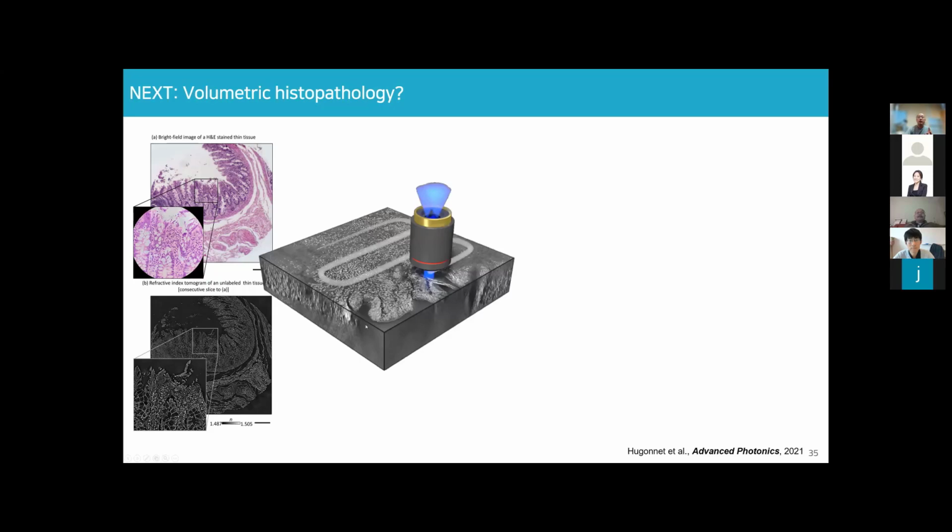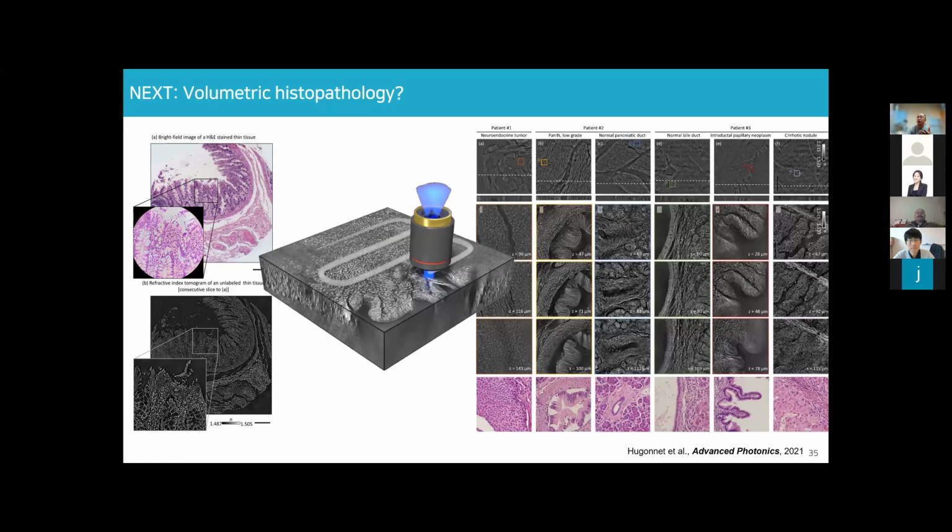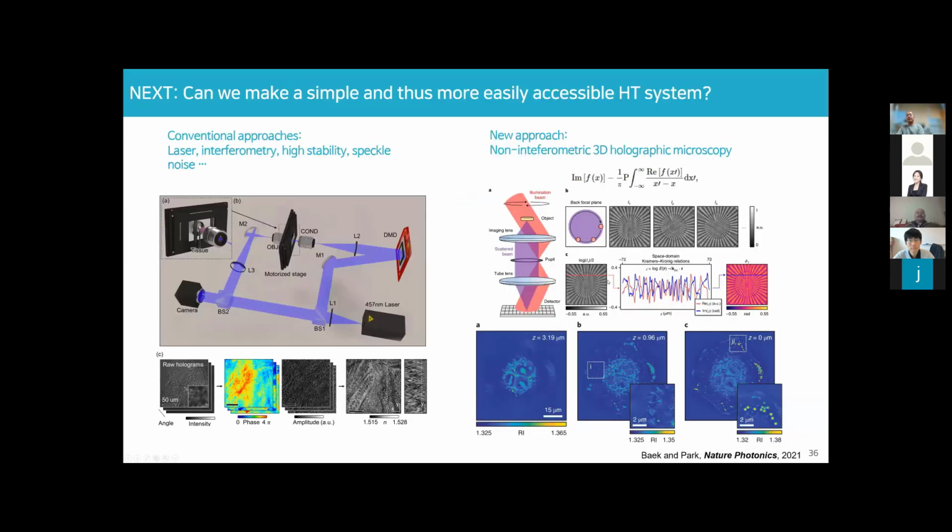But since 3D QPI can intrinsically generate a 3D tomogram automatically, we have first demonstrated the feasibility for volumetric histopathology, and we have measured 3D tomograms of very thick tissues, thicker than 100 micrometers or sometimes 150 micrometers, without any clearing process. We can observe the individual cells at different tissue sections.